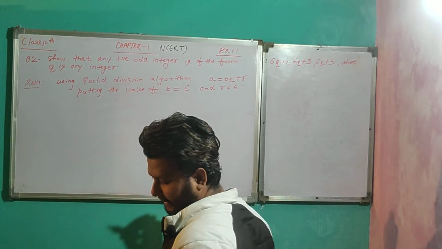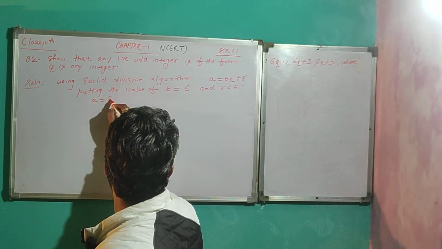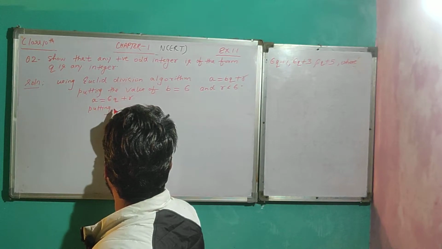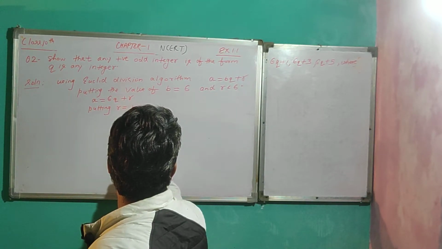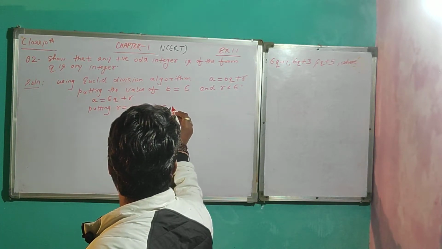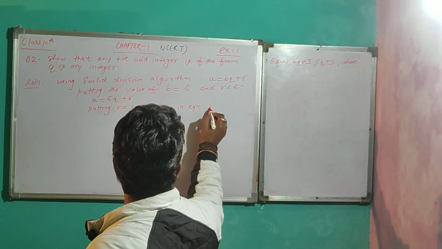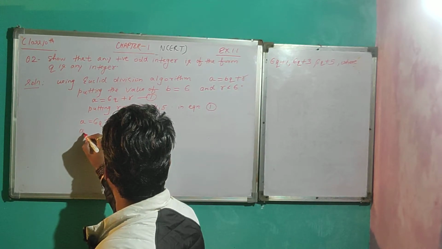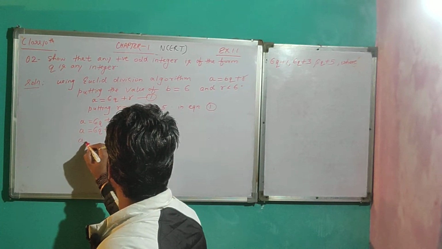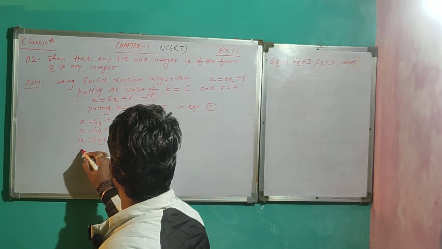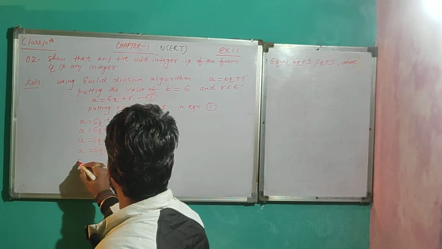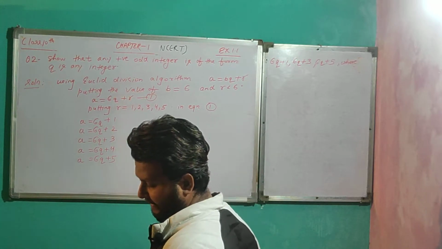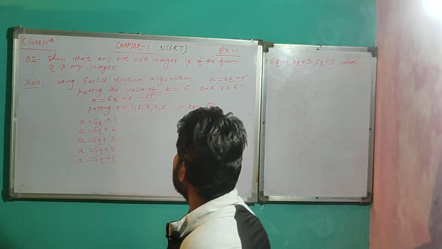Okay, so A is equal to 6Q plus R. So putting R equal to 1, 2, 3, 4, 5 in the first equation, we get A is equal to 6Q plus 1, A is equal to 6Q plus 2, A is equal to 6Q plus 3, A is equal to 6Q plus 4, A is equal to 6Q plus 5.